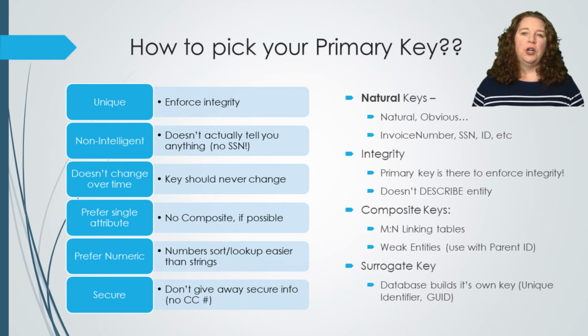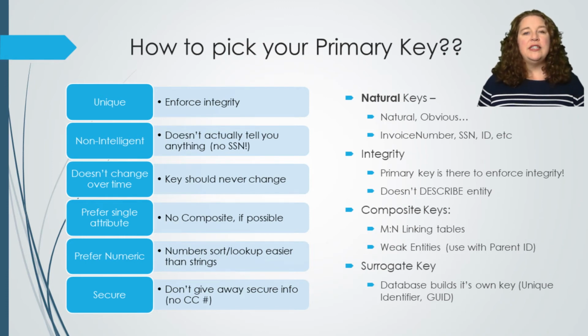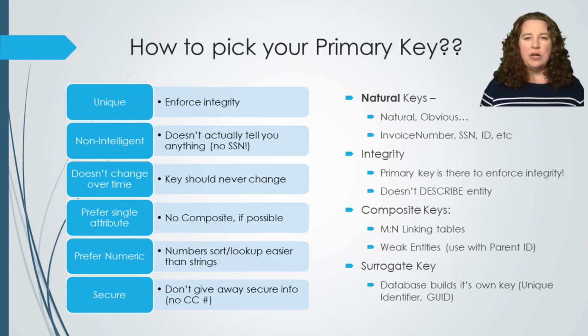We also prefer numeric. We prefer numbers. Hexadecimals are numbers, so they work. But we don't like strings. Numbers are easier to sort and they're easier to look up. So strings take a little bit more effort. You have to convert them from the string back to a number and change it around like that. Whereas numbers are just easier to calculate for indexing and for looking up. So being able to do our joins on our keys automatically, that comparison is an easier comparison than doing two string comparisons. So we like to make our primary keys numeric.